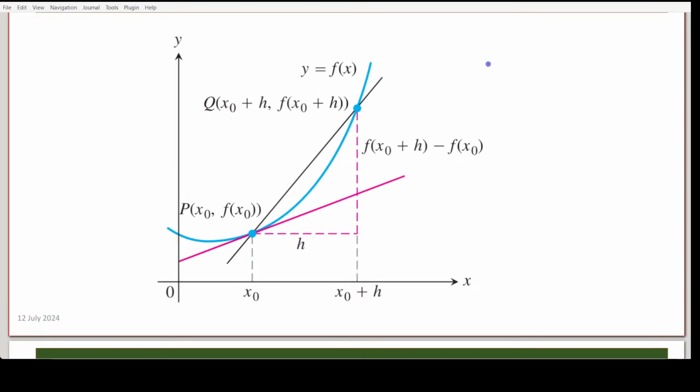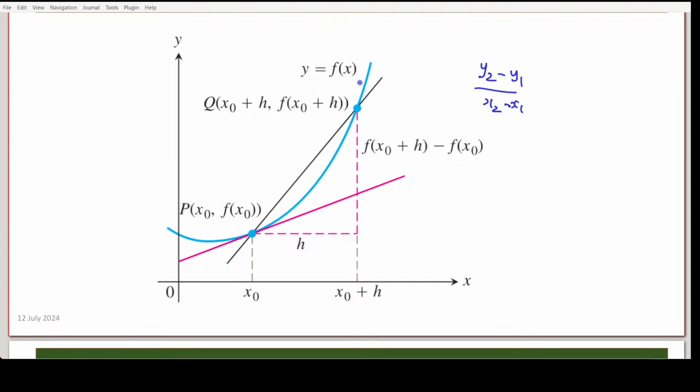So we know the slope of a line. What is the slope of a line? y2 minus y1 by x2 minus x1. So if there are 2 points x1, y1 and x2, y2, the slope is y2 minus y1 by x2 minus x1. Let's say there is a function y equals f of x, that is this blue line.